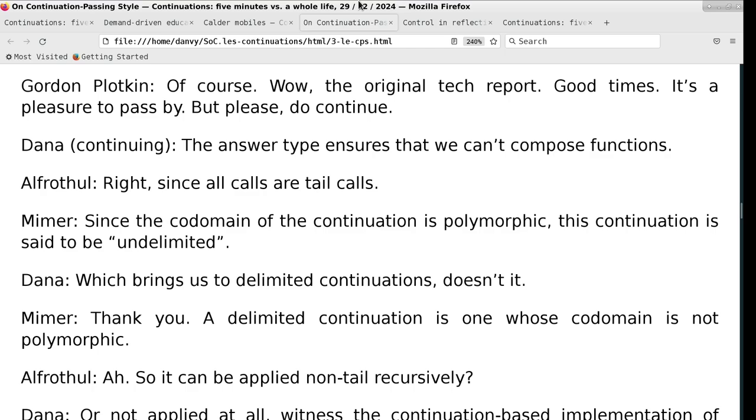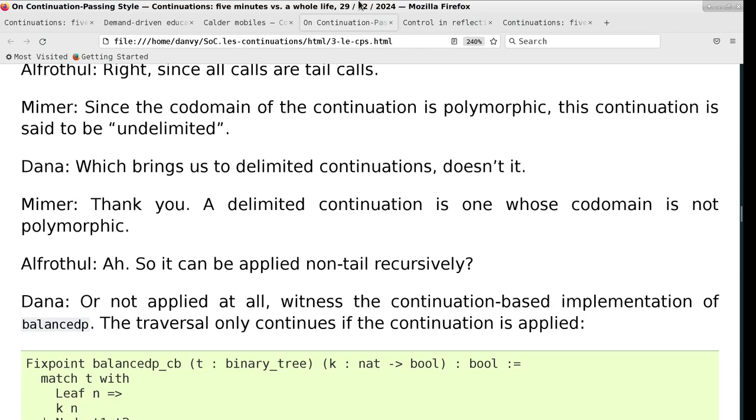The other time, he shows that we can't compose functions. Right, since all calls are tail calls. Since the codomain of the continuation is polymorphic, this continuation is here. Which brings us to delimited continuations, doesn't it? Yes. A delimited continuation is one whose codomain is not polymorphic. Ah, so it can be applied non-tail recursively? Or not applied at all.